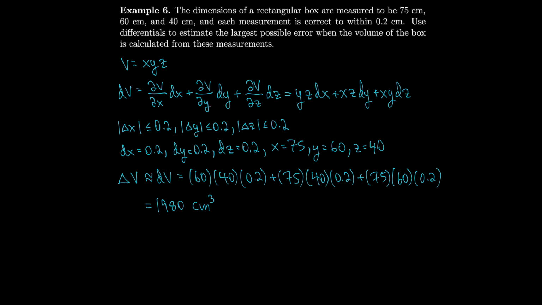So that's actually pretty interesting. That means that even with an error of just 0.2 in our measurements, we ended up with an error in the volume of almost 2,000 cubic centimeters, which seems huge, except that the box is actually much bigger than it seems. If you multiply length times width times height, then you would see that this is only about 1% of the entire volume of the box. So it's actually not that big of an error.